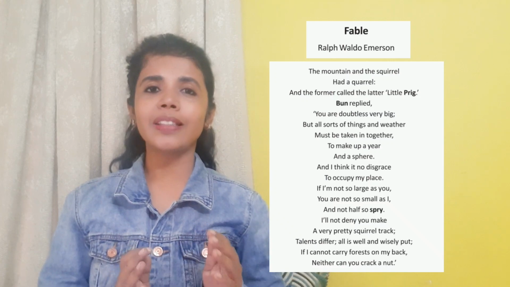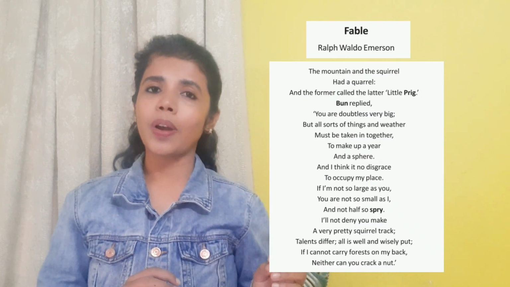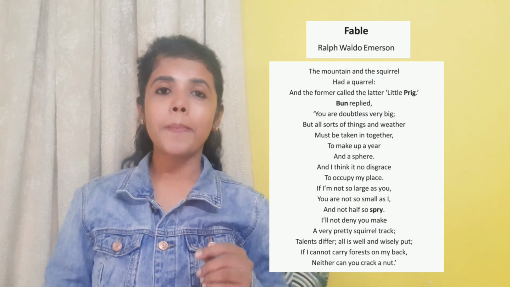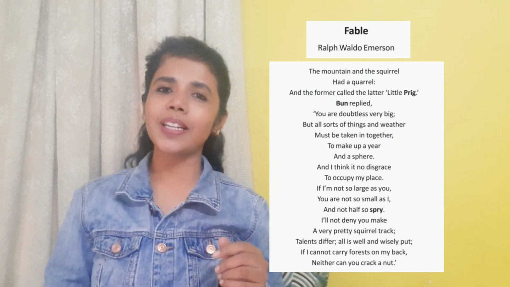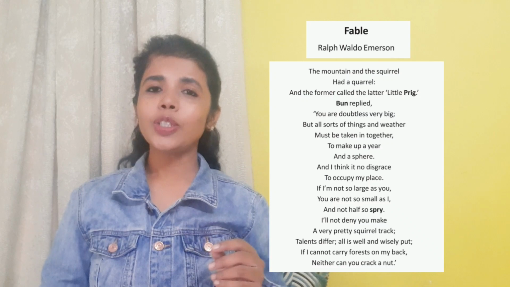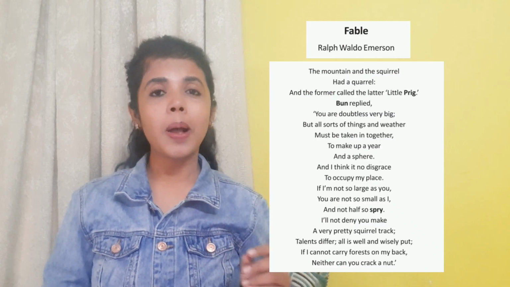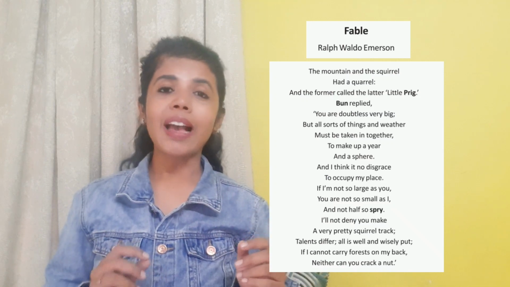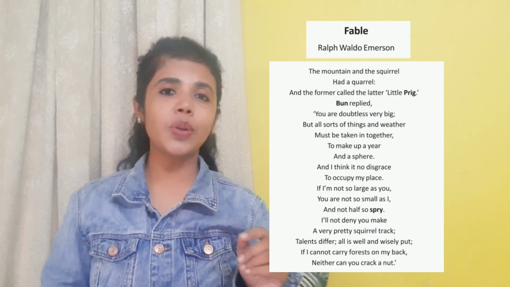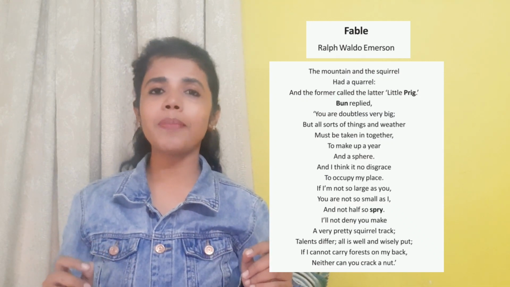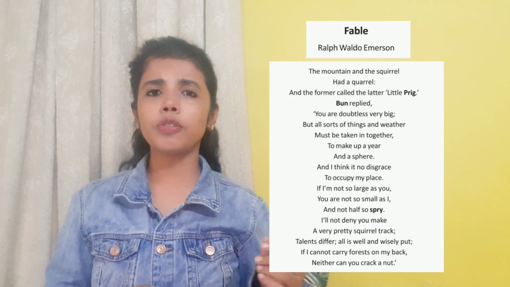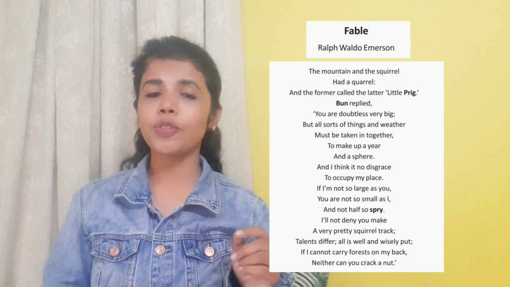The mountain and the squirrel had a quarrel, and the former called the latter little prig. Bun replied, "You are doubtless very big, but all sorts of things and weather must be taken in together to make up a year and a sphere, and I think it no disgrace to occupy my place. If I am not so large as you, you are not so small as I, and not half so spry.